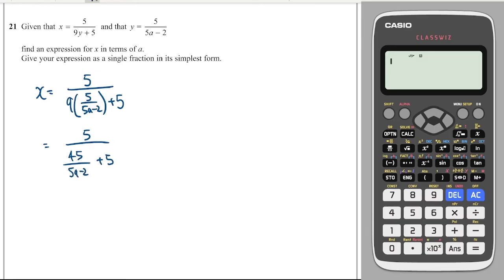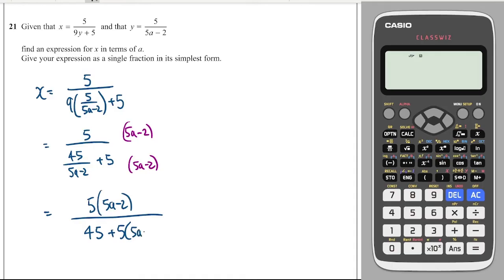Now, when I have a fraction on a denominator, what I like to do is multiply through by 5a minus 2, in this case, which is the denominator of the fraction on the denominator. So that's going to be 5 lots of 5a minus 2 on top, and on the bottom, that multiplying through is going to cancel with that divide there. So that left term is just 45. And then when I multiply the 5a minus 2 by the 5, I'm just going to get 5 lots of 5a minus 2.